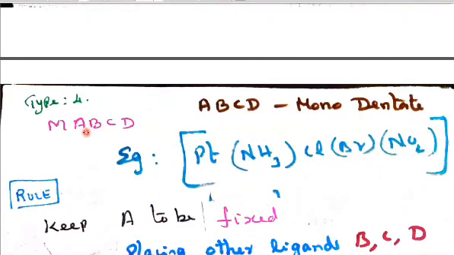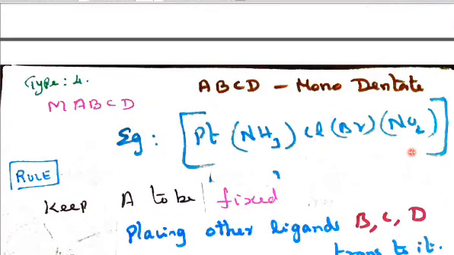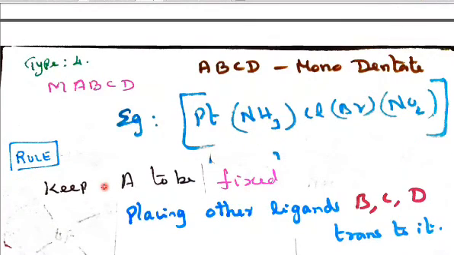Then the last type is type 4, where the metal has A, B, C, D monodentate ligands: one ammonia, one chlorido, one bromido and one nitrito-N, which is the nitrito group. There is a rule to be followed. The first rule is to keep A fixed and place the other ligands B, C, D trans to it.